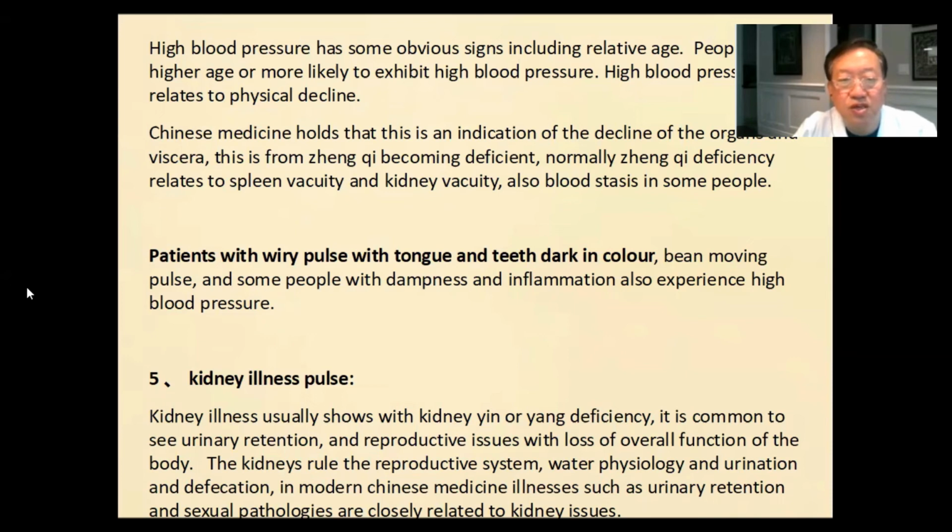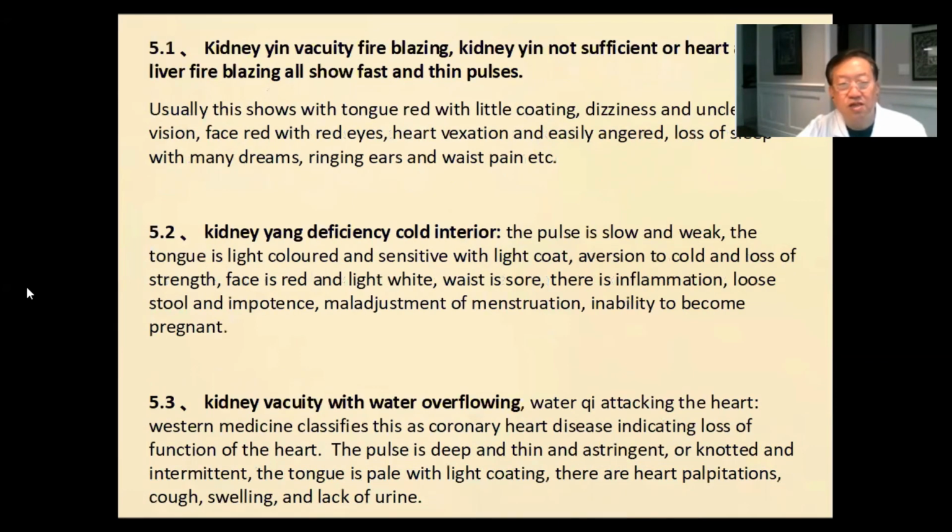5. Kidney illness pulse. Kidney illness usually shows with kidney yin or yang deficiency. It's common to see urinary retention and reproductive issues, with loss of overall function of the body. The kidneys rule the reproductive system, water physiology, and urination and defecation. In modern Chinese medicine, illnesses such as urinary retention and sexual pathologies are closely related to kidney issues.